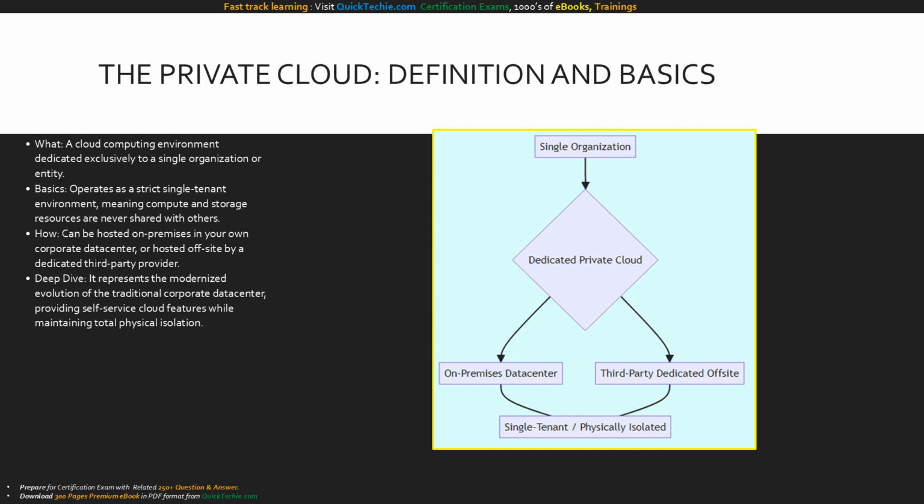Moving to the opposite end of the spectrum, we have the private cloud. By definition, a private cloud is a cloud computing environment used exclusively by a single entity or organization. Unlike the public cloud's apartment building analogy, the private cloud is like owning a gated, single-family home. It operates as a strict single-tenant environment, meaning your computing resources, servers, and networks are completely isolated and never shared with other organizations.